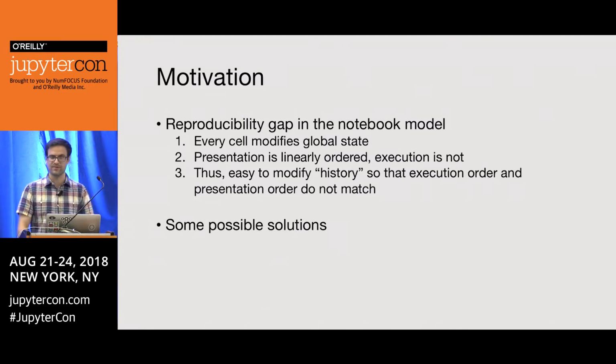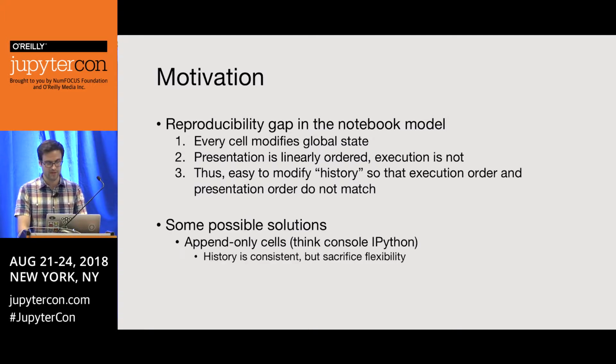So there are a few possible solutions to this that are already common practice. One is to have append-only cells. This is how console IPython works. And here you get consistent history for free. I think you sacrifice some flexibility. You can no longer go back and edit history. You also can't inspect history as well. So that's nice for the consistency property, but I do think you lose something by going into the append-only regime.